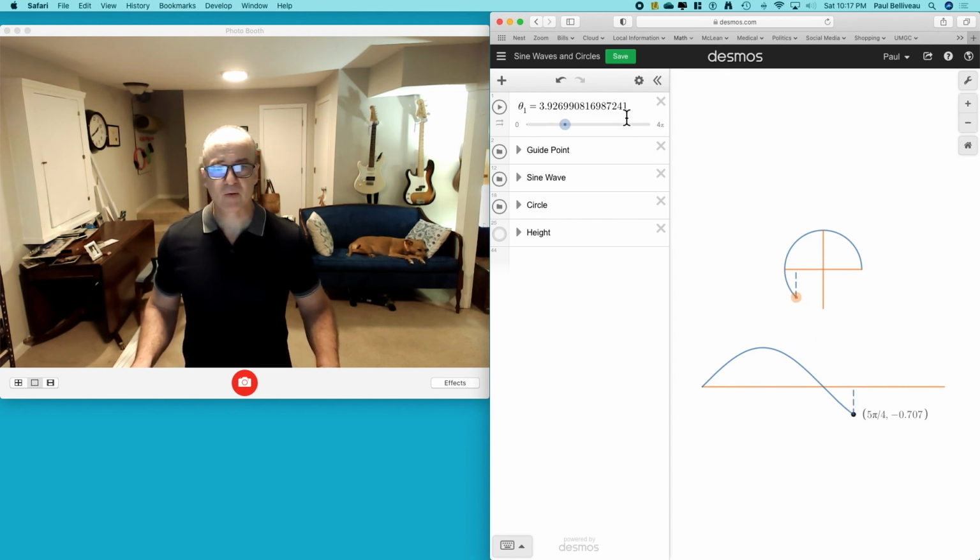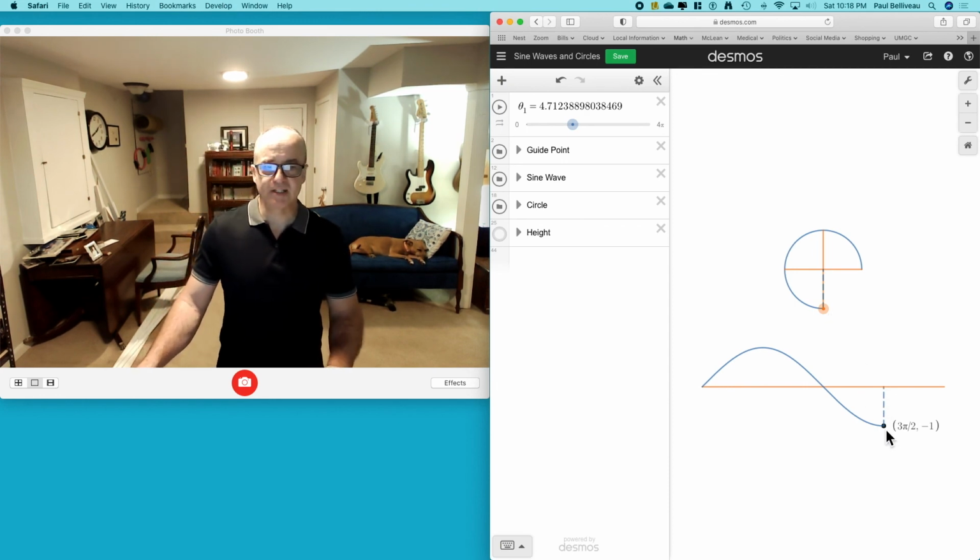So at that point, we're down below the x-axis, and when we get to 270 degrees, this depth of 1 on the unit circle is also a depth of 1 on our sine wave. And just as we've walked 3 pi over 2 radians around the circle to get to this 270 degree angle, we've also walked 3 pi over 2 radians along this straight line.